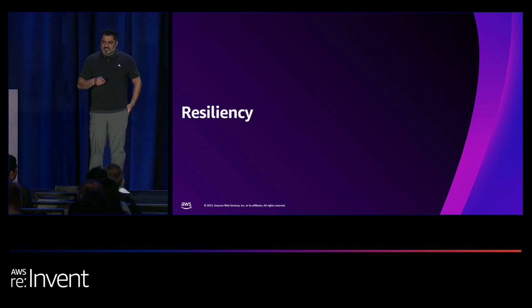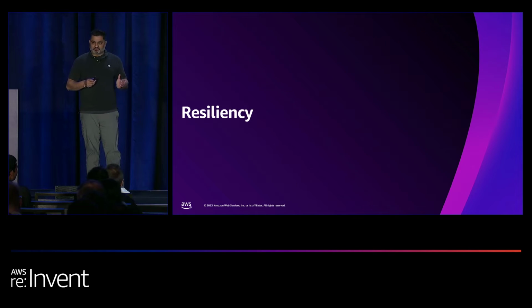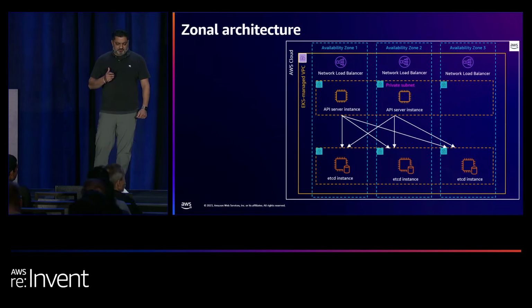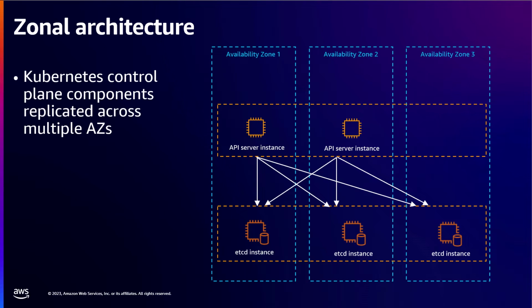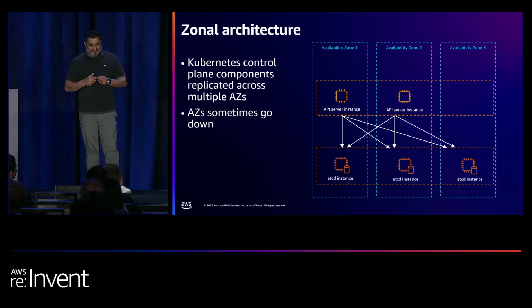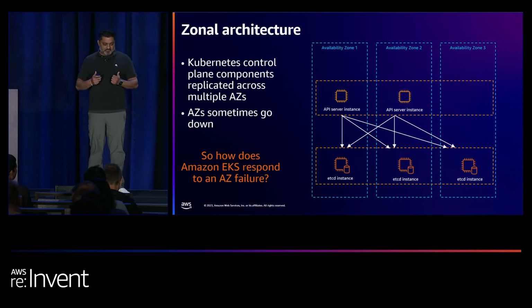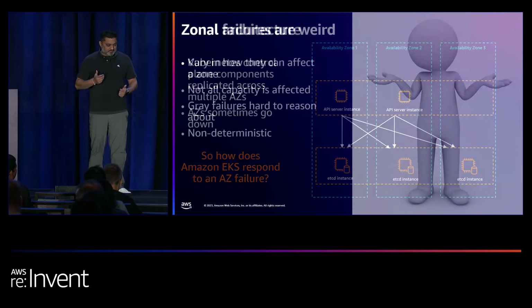Okay, so now let's talk about how this architecture has led to better resiliency for us. So we spoke about zonal redundancy, that we have API servers, etcd, across multiple AZs. We all know that AZs do go down, and our goal is that a single zone going down should have zero impact on the cluster. And so what are we doing about this? How do we achieve that? I want to walk us through that a little bit.